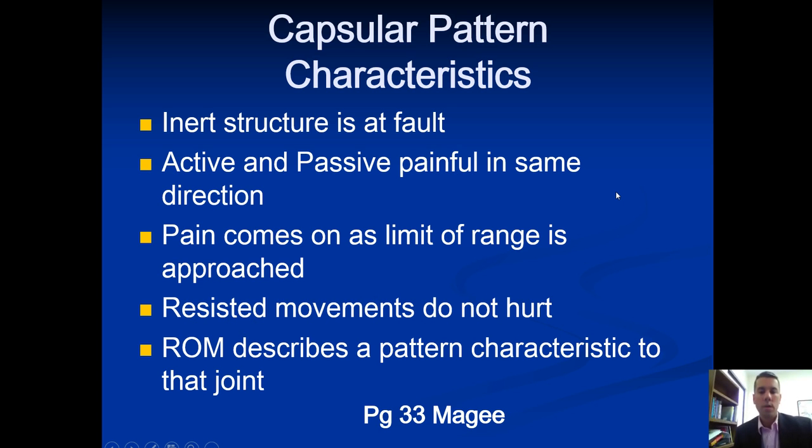If you have a capsule pattern restriction, you have a tight joint capsule, you got motion loss that is due to the inert structures, the capsule structures, not the resisted, not the contractile tissue, right? You have these listed out for you. Page 33 in your McGee text gives you all of the capsule patterns for all the joints in the body.